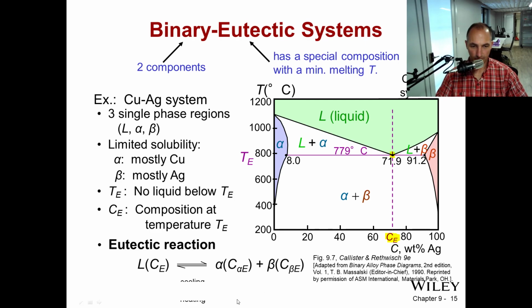So that is actually 71.9 weight percent silver going to alpha, which is 8 weight percent, right here, 8 weight percent alpha, and 91.2 weight percent of silver in the beta. So the beta here is going to be very rich in silver, and the alpha is going to be very rich in copper.